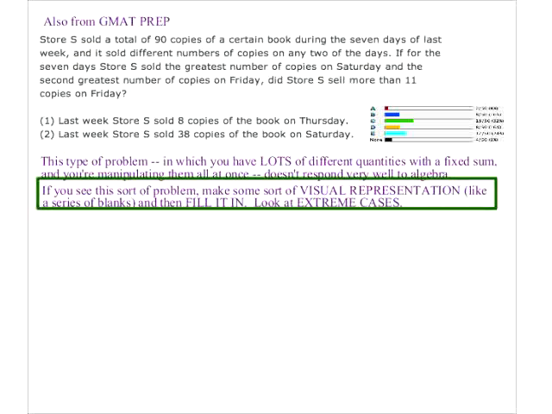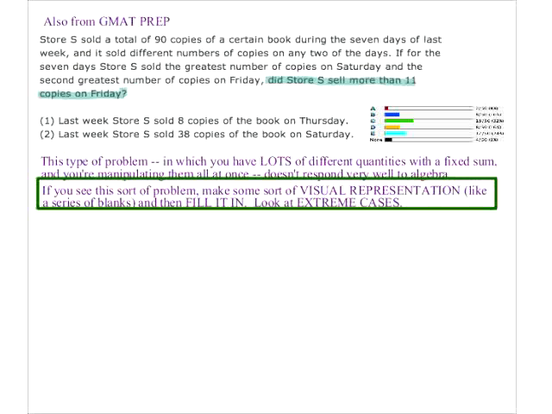First of all, let's make sure we understand the question, because this question is sort of weird. If you're relatively new at data sufficiency, you may even have some issues with just understanding what's going on in this problem in the first place. But did Store S sell more than 11 copies on Friday? So that means what we're doing here is, must be more than 11 would be sufficient.